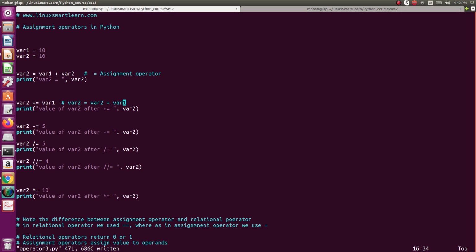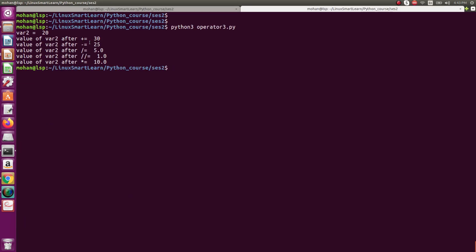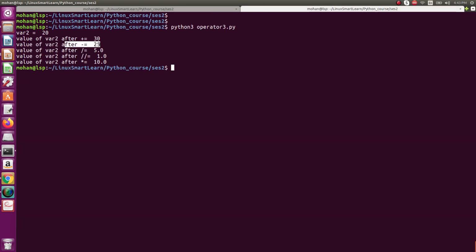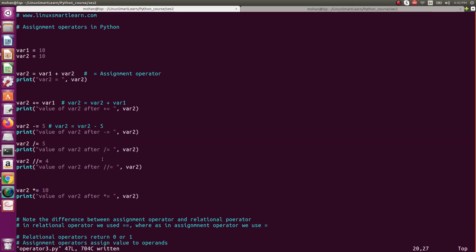Now again for var2 we have the minus equal to operator. In the same way, let's expand this expression: var2 equal to var2 minus 5. So we got 25. That is, we had the value 30, and 30 minus 5 is 25. So now the new value after performing this is 25. Okay, now the value of var2 is 25.